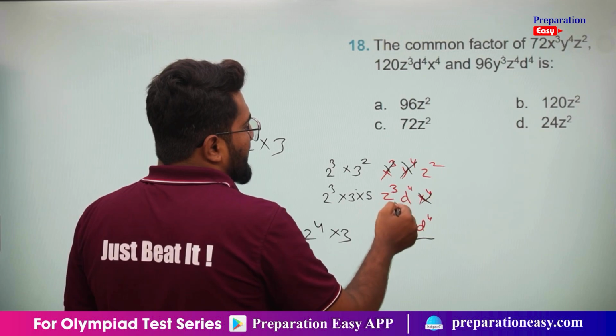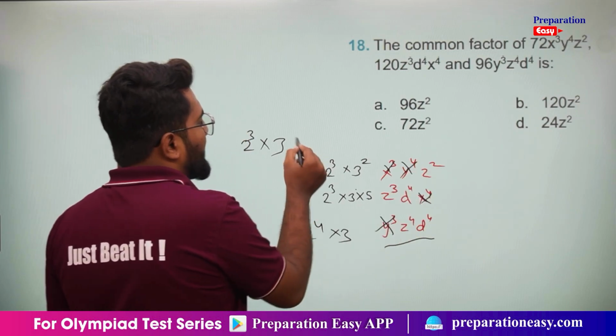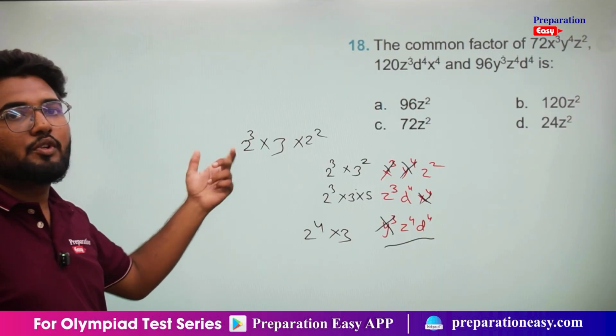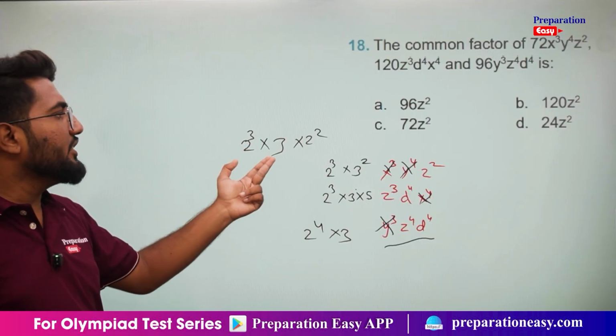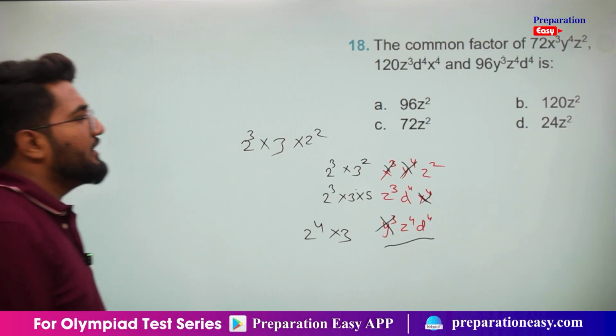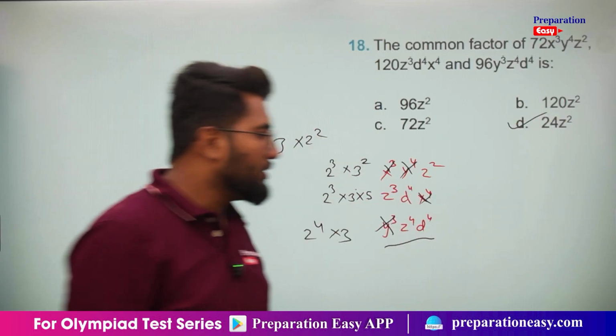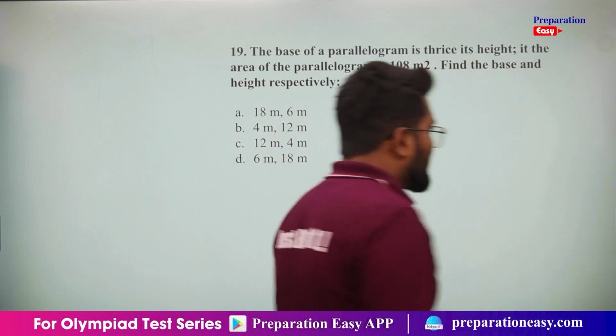Then z square, z cube and z raised to 4. So what will it become? z square, the smallest power. So what will be our answer? 2 cube is 8, 8 times 3 is 24. 24 z square will be our correct answer. Option D. Okay. Let's move towards the next question.